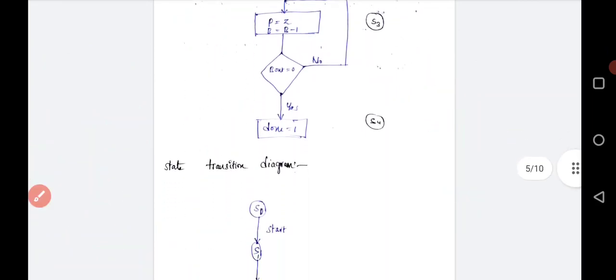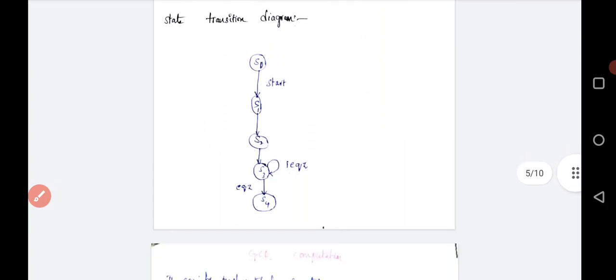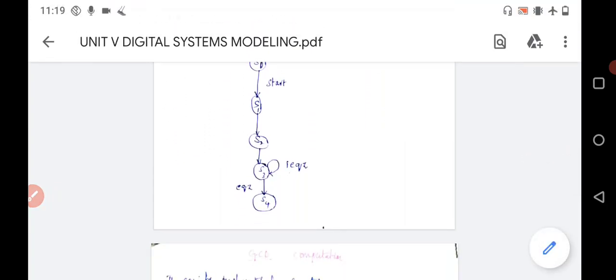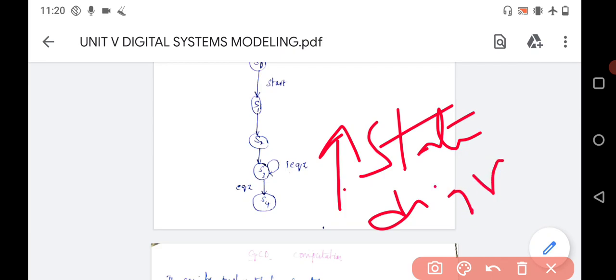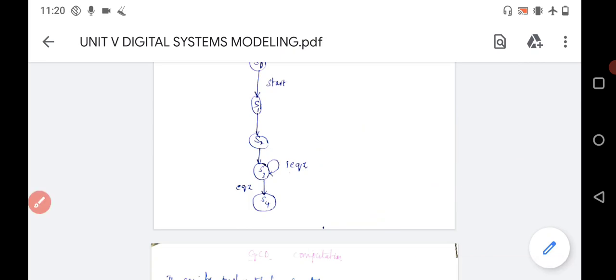So that is the state diagram: S0 for the starting stage, S1 for loading the data in the register, S2 for loading the data in the register, and S3 for counting as well as checking purpose. If not equal to 0, then perform the same loop. If equal to 0, then you will come out of the loop. So this is the state diagram, and this is all about multiplication by repeated addition.